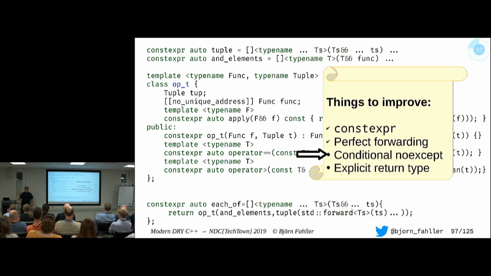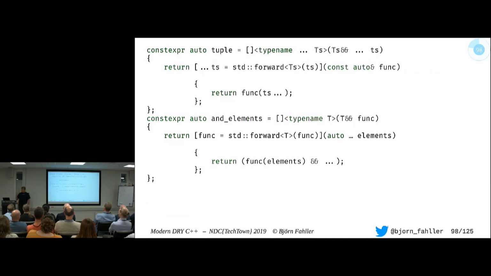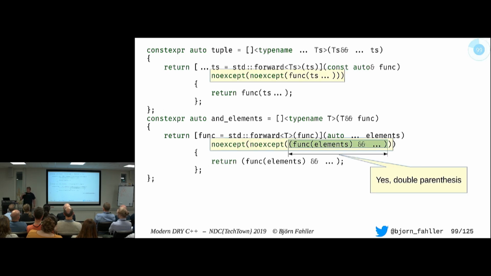But then we get to conditional noexcept, and now I'm getting sad. Because what we need to do here is to say that something is noexcept if whatever it does is noexcept. So if we look at the first one, the tuple, the first noexcept takes a boolean true or false. Is this noexcept? And the second noexcept, the inner one, is a compile time predicate that just reports: is calling func with t's, is that noexcept?